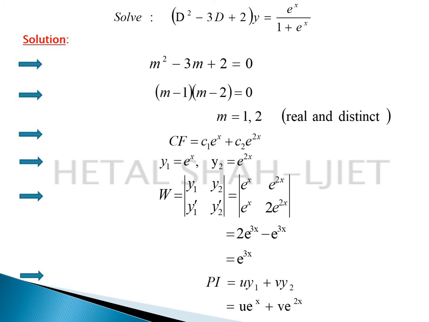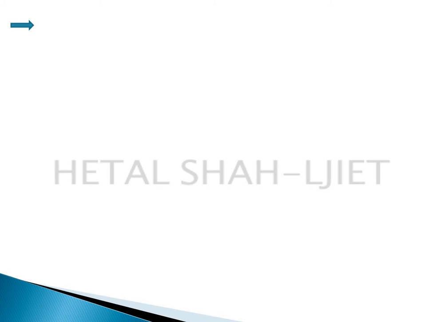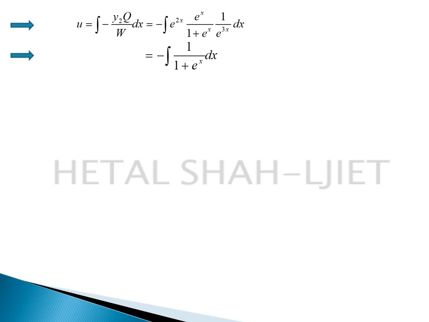So the particular integral is u y1 plus v y2, that is u e raised to x plus v e raised to 2x. Now it is time to find the values of u and v. The formula for u is minus integral of y2 Q upon Wronskian dx. Your y2 is e raised to 2x, Q is e raised to x upon 1 plus e raised to x, and your Wronskian is e raised to 3x. Here e raised to 2x and e raised to x make e raised to 3x, so e raised to 3x cancels with the Wronskian. The remaining term is 1 upon 1 plus e raised to x dx.